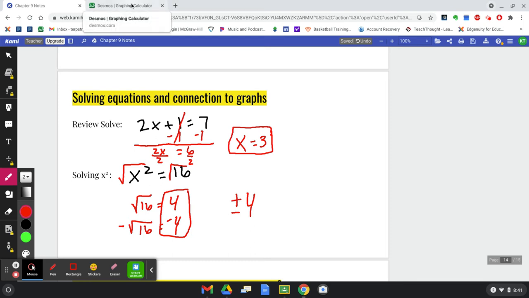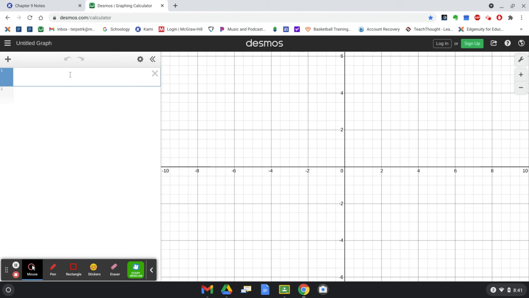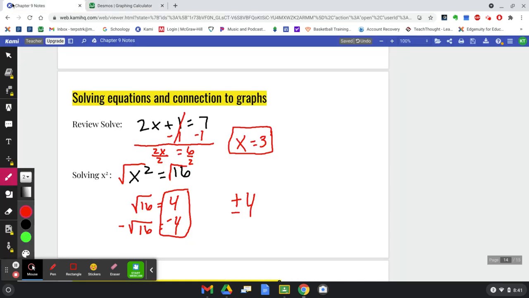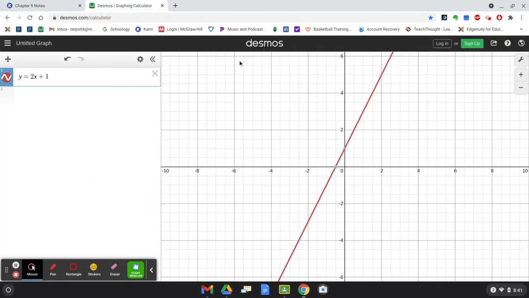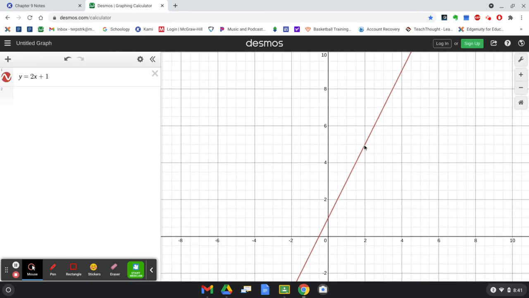So I'm going to start with the first one, 2x plus 1. So if I do y equals 2x plus 1, there we go, 2x plus 1. And I'm trying to find when does that equal 7. So I want to find the y value where it's equal to 7. If I scroll, I can just pick a point on the line. I can see right there 3, 7. So when x is 3, that y value is 7.